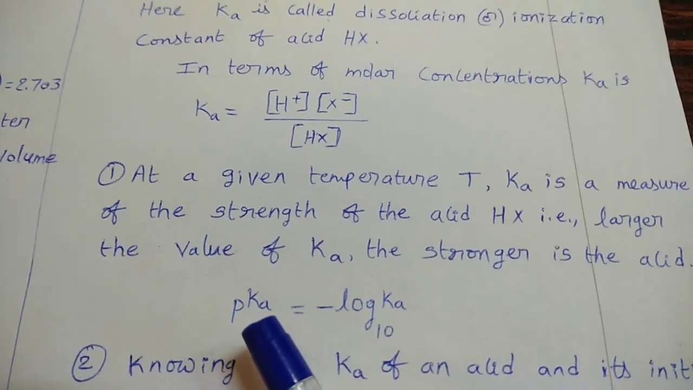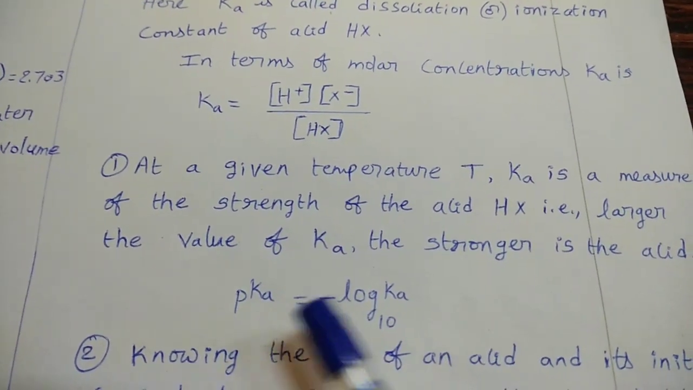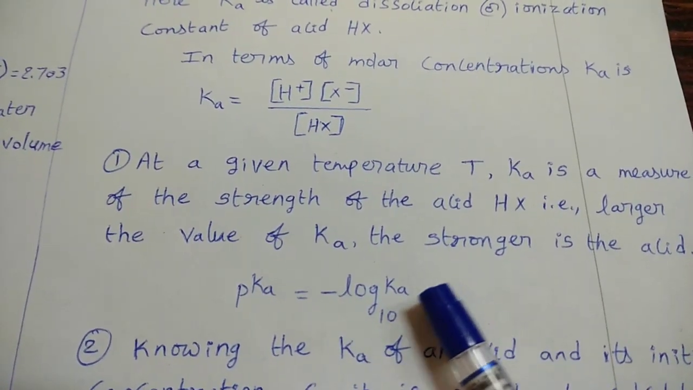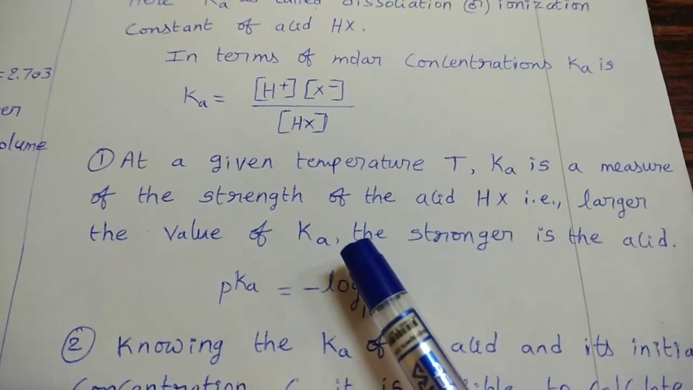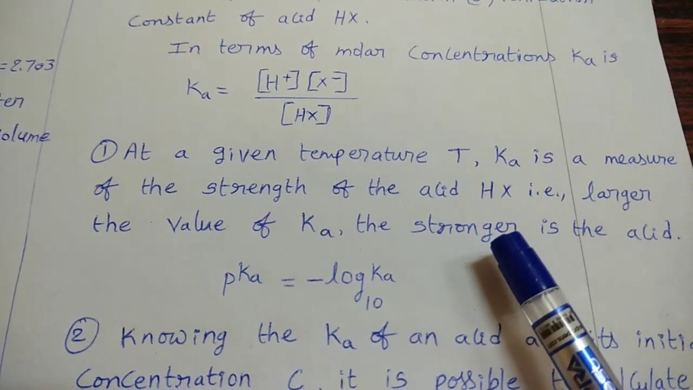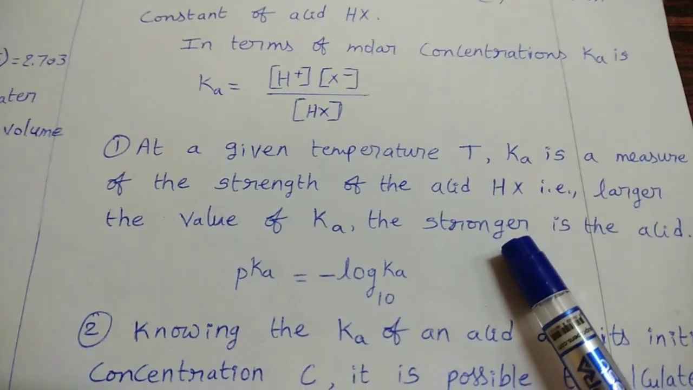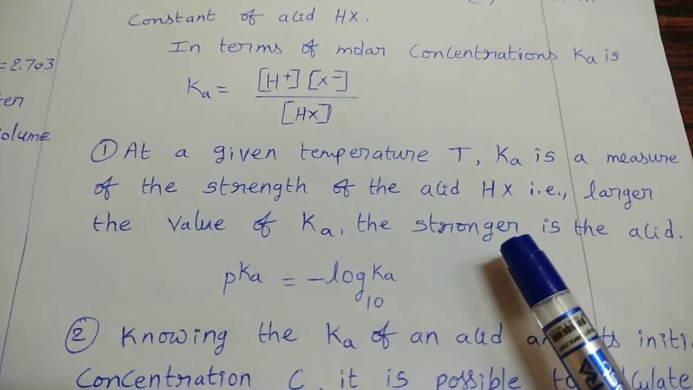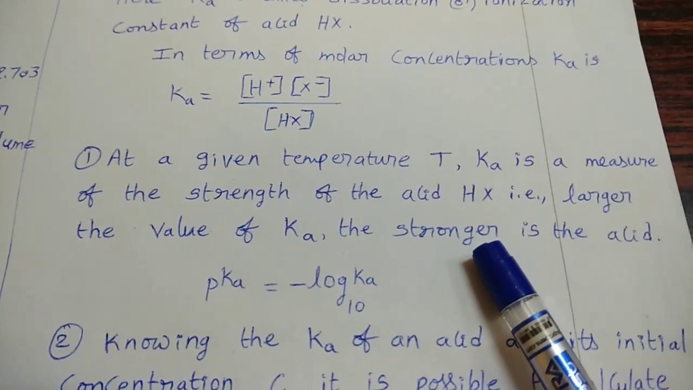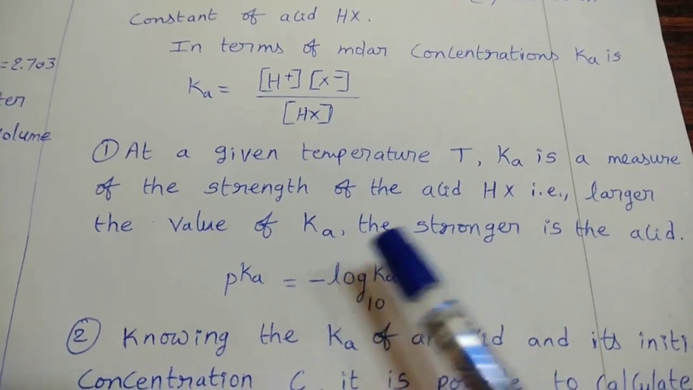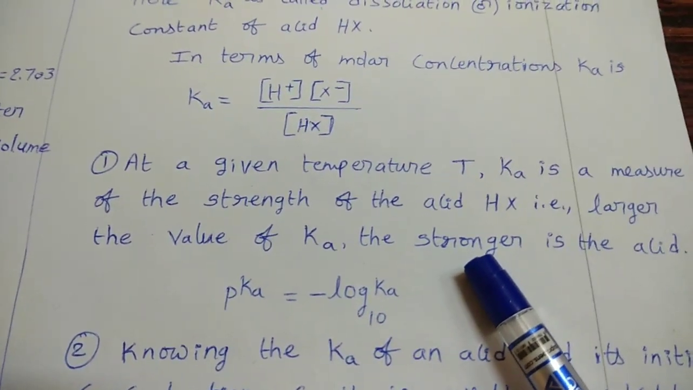So just like pH, we can write pKa equal to minus log of Ka base 10. Ka value is more means that the corresponding acid is a stronger acid. That means it can undergo more extent of ionization. Ka value is less means that the corresponding acid is a weak acid.